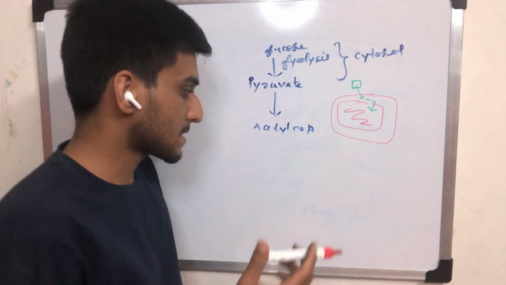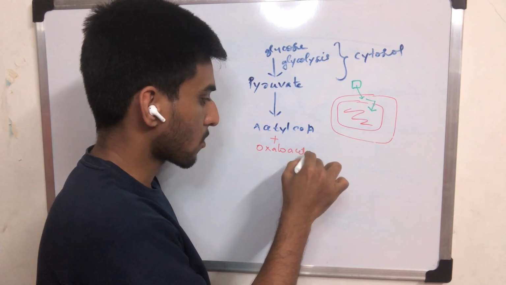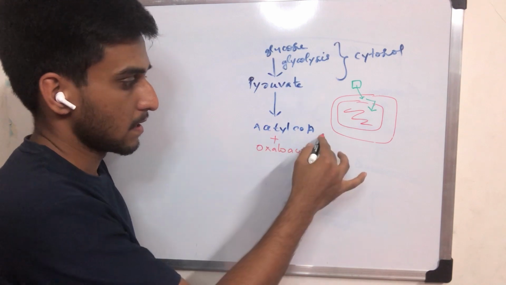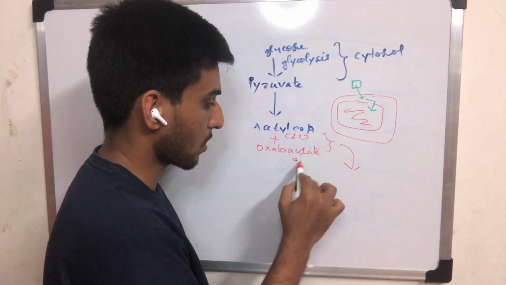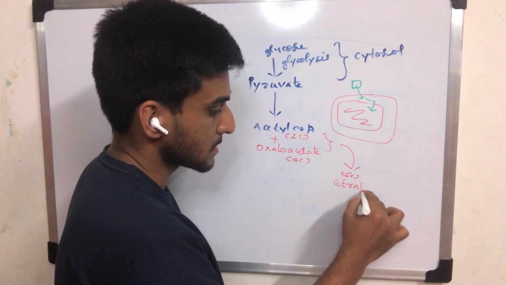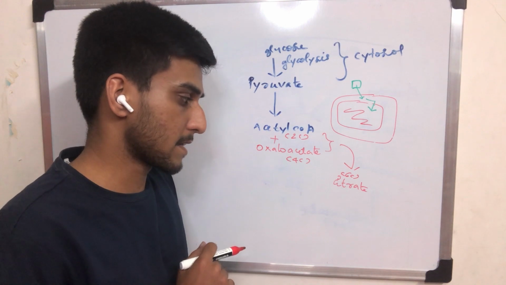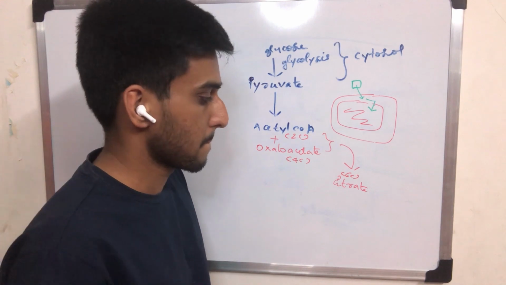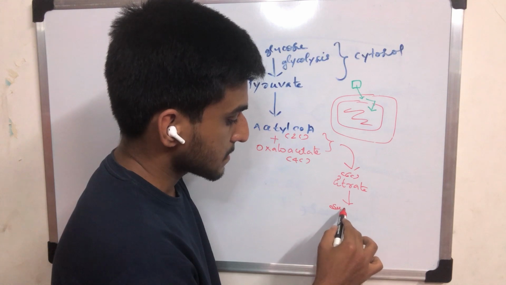Now this acetyl coenzyme A plus oxaloacetic acid, oxaloacetate, now enters the TCA cycle. What does this form? They condense together. It is a 2-carbon compound and a 4-carbon compound, to form a 6-carbon compound known as citrate, which is the first formed product in the TCA cycle. So the cycle is named on the basis of this compound, citric acid cycle.